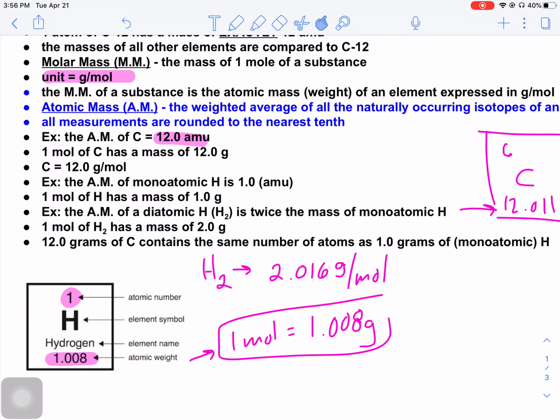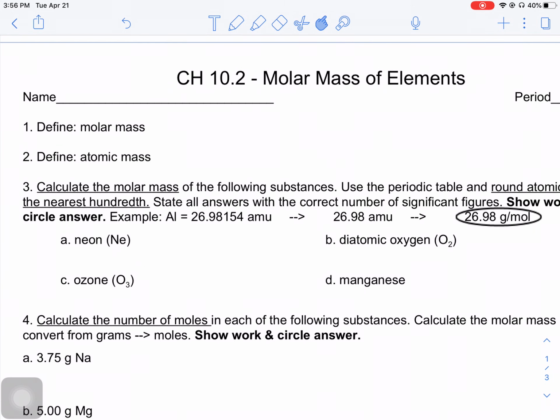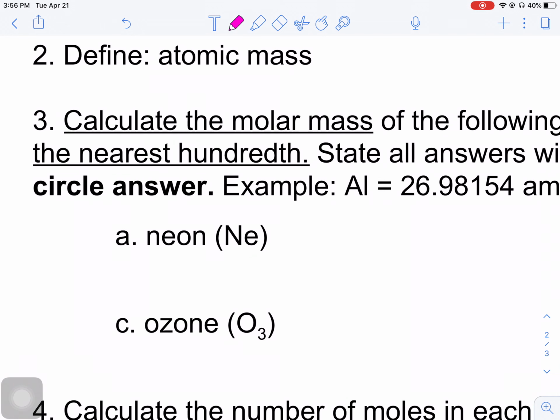So let's go ahead and take a look at your homework down here, okay? All right, a couple definitions. So for number 3, you're going to calculate the molar mass of the following substances. Use the periodic table and round these to the nearest hundredth. So I know in the notes I went to the nearest tenth. I would like you guys to go to the nearest hundredth. So let's go ahead and start with neon. Now I need to get my copy of the periodic table handy.